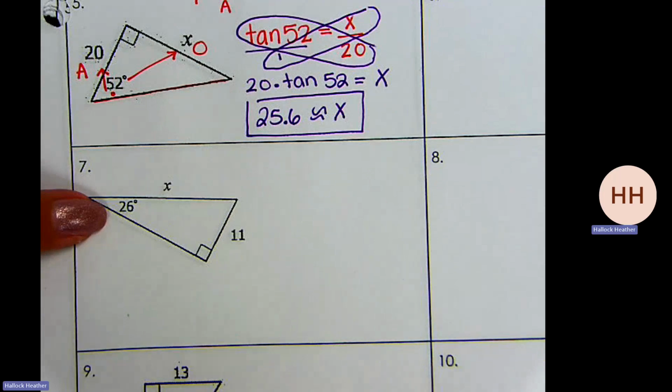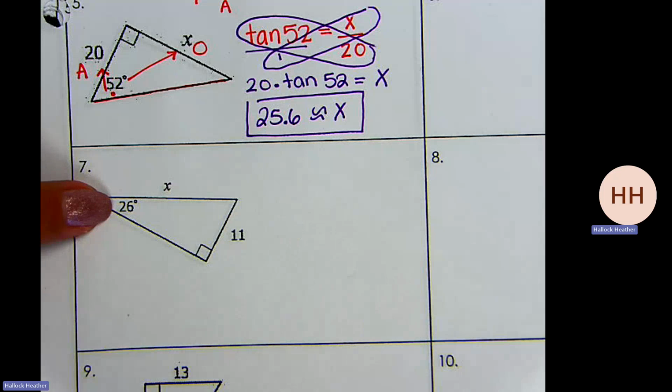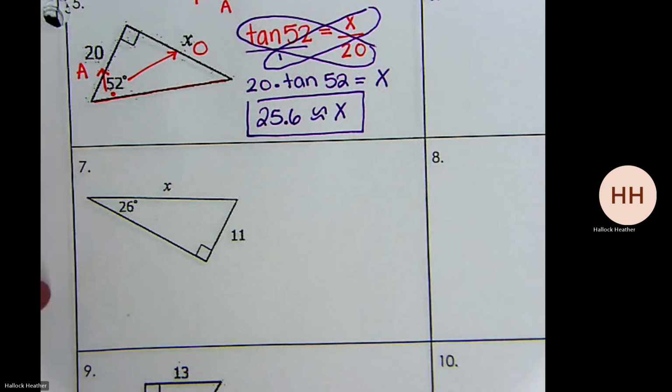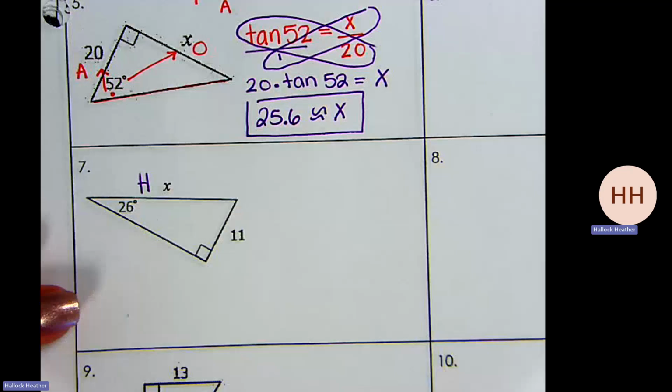So you have to figure it out. If I'm at 26, I first should look: do I have a hypotenuse? Yes. What is the hypotenuse? Not 11. It's always the longest side. So this should be H automatically.